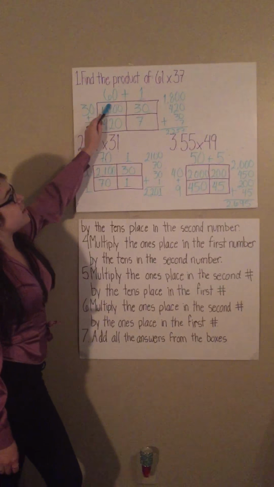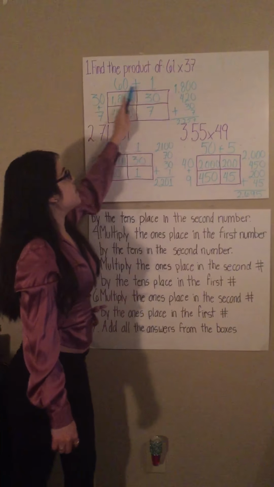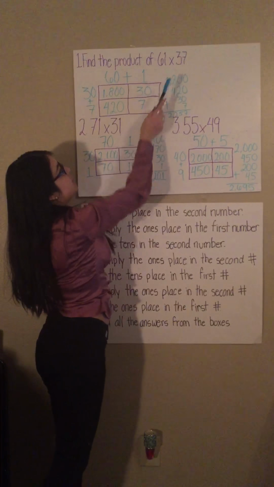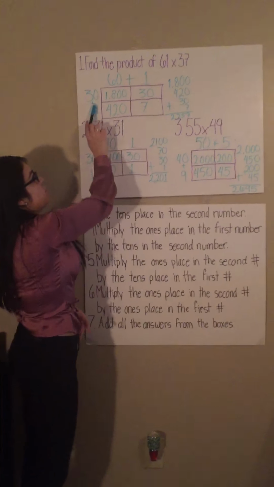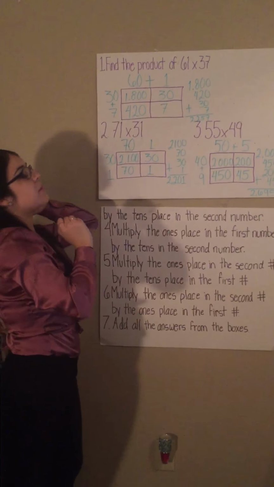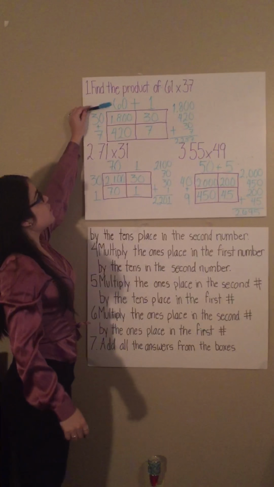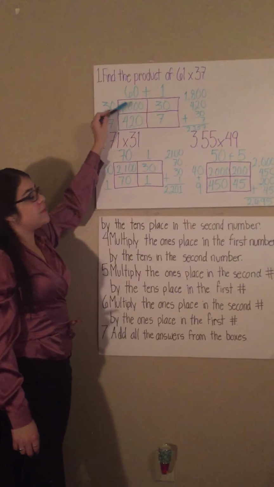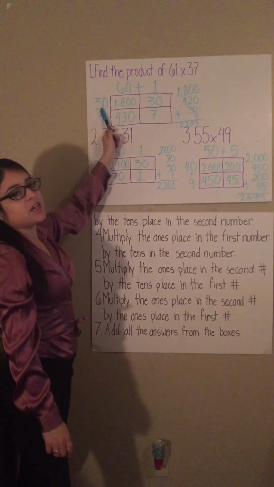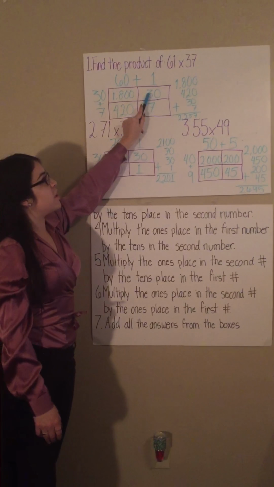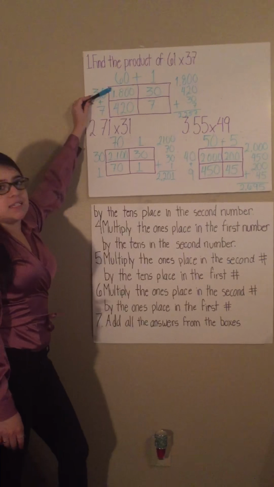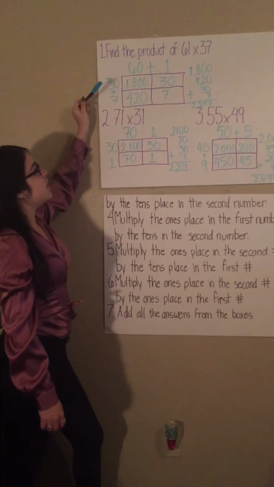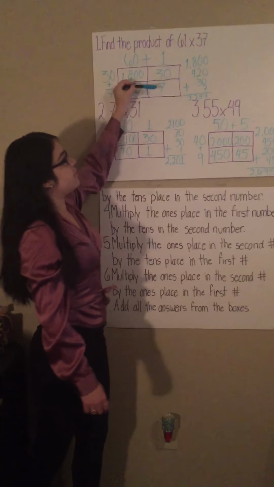So for the first number, we have 61, which is going to be 60 plus 1, and then our second number is 37, which we're going to do 30 plus 7. So then we're going to work that out. We're going to do 60 times 30, which is 1,800. And then we do 30 times 1, which is 30. Then we're going to do 60 times 7, which is 420. And then we do 7 times 1, which is 7.